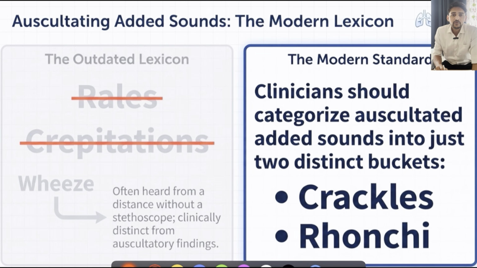And here, remember, few of the terminologies like rales, crepitations, even wheeze are outdated according to some textbooks. Now just prefer only two terms, that is crackles and rhonchi. Even today, many of us will still use crepitations, rales and all. No problem in that, but the exact understanding of these terminologies is very important, because wheeze is very commonly used even nowadays. But remember, wheeze is often heard from a distance. It is not an auscultatory finding. That's why they are insisting to use the terminologies like rhonchi and crackles.